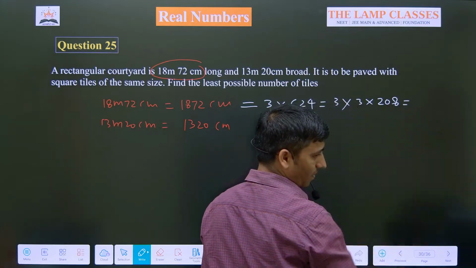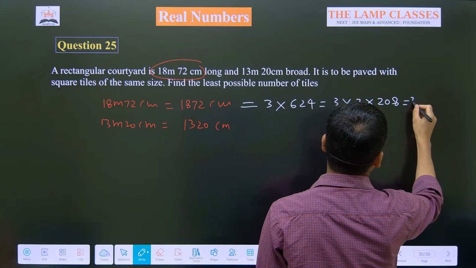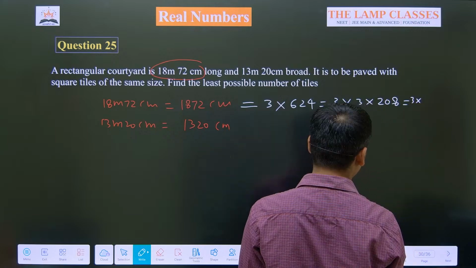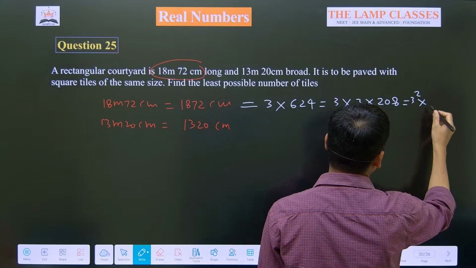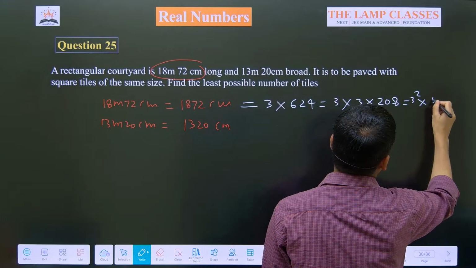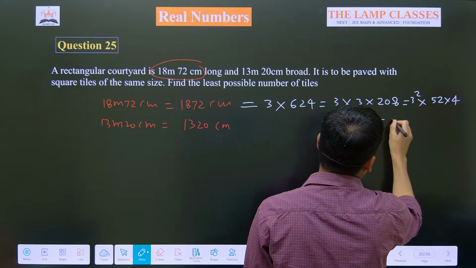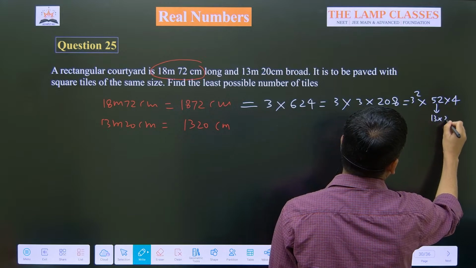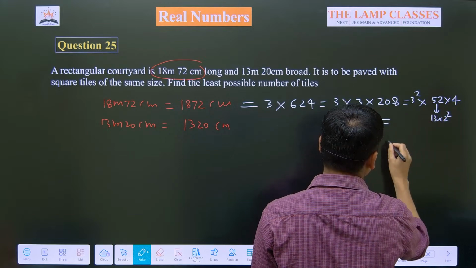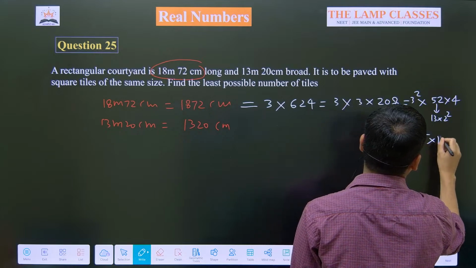You can do direct prime factorization on a rough page and write it also, okay? I'm doing it here. So this is 3 times 3, 3 square we can write directly, into 208 we can factorize, it's divisible by 4. So 52 into 4. So finally this is 13 into 2 square. So finally the prime factors of this are 2 raised to 4 into 3 raised to 2 into 13. Please check that.